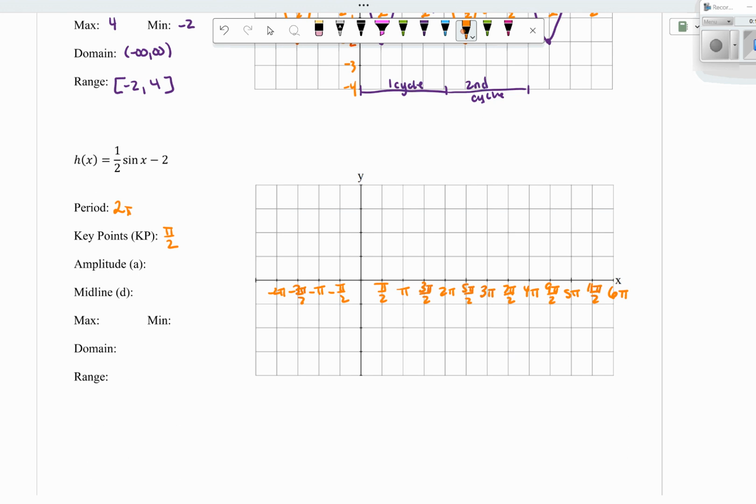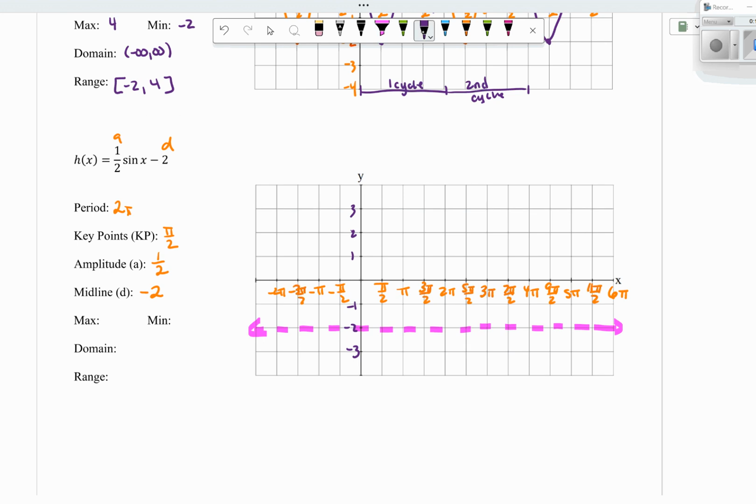So then the amplitude, in this case, the absolute value of 1/2 is just 1/2. The midline is our d value at -2, so this is our A and our D. So when we're graphing this, I'm going to start off with the midline. So the midline's at -2. So I need to put my scale here. I would take my midline at y equals -2, would be right here.